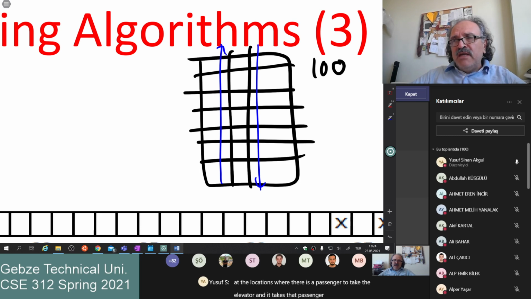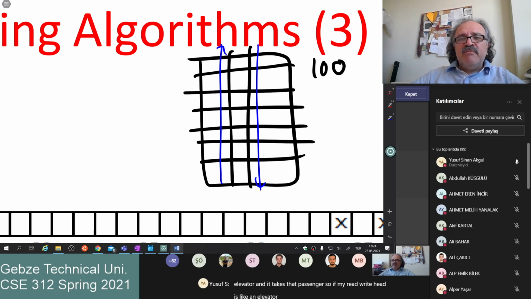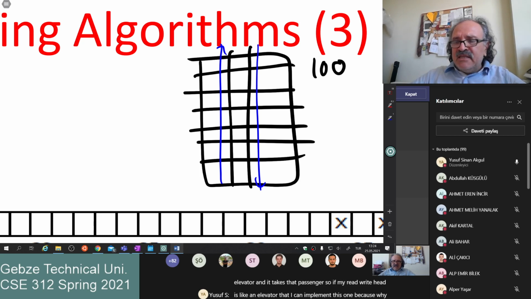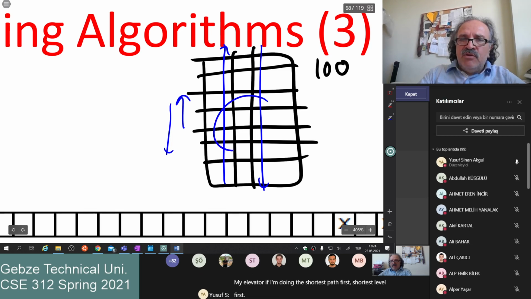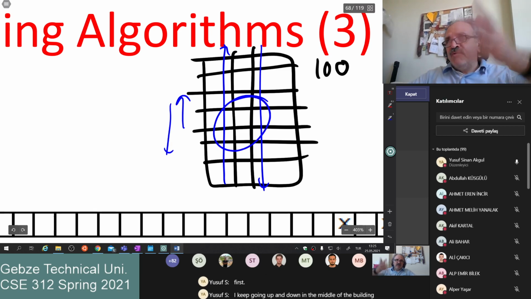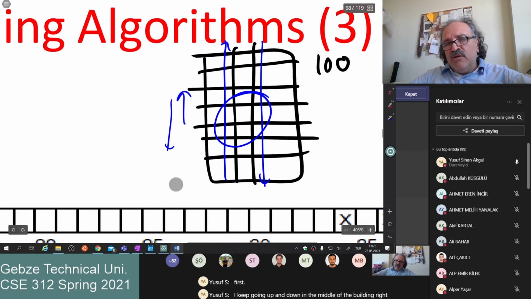So if my read-write head is like an elevator, then I can implement this one. Because why did they implement the elevators like that? This is more efficient. Otherwise, if I am doing the shortest level first, I keep going up and down in the middle of the building, right? I wouldn't go to the top level and the lower level.